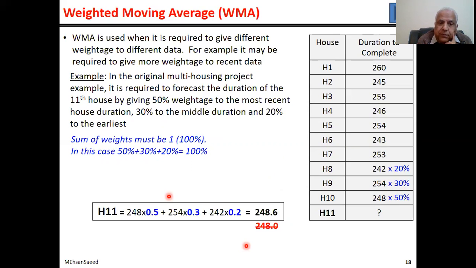Again, please note, whether it is simple moving averages, weighted moving averages, or any other average which is going to come, the forecast figure has to lie between the maxima and the minima. In this data set, the minima is 242, the maxima is 254, and you can see it is lying in between the two extremities. No less than the minima and no more than the maxima, something in between.